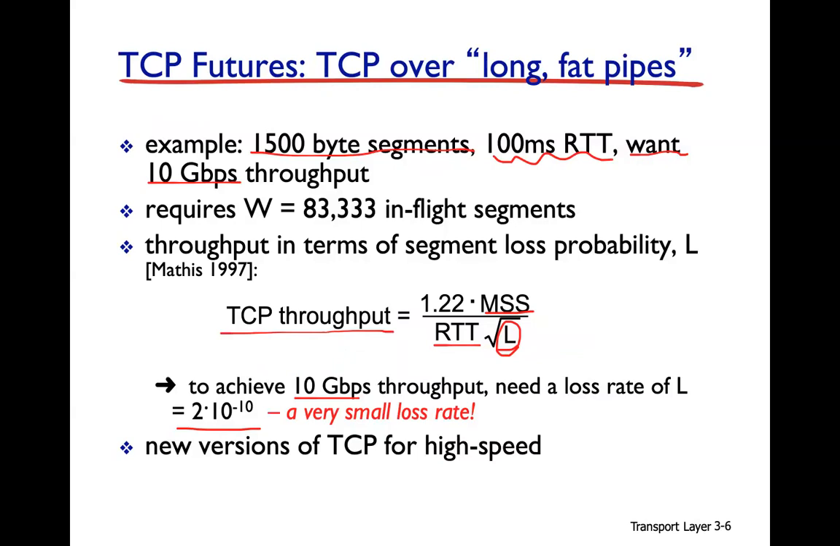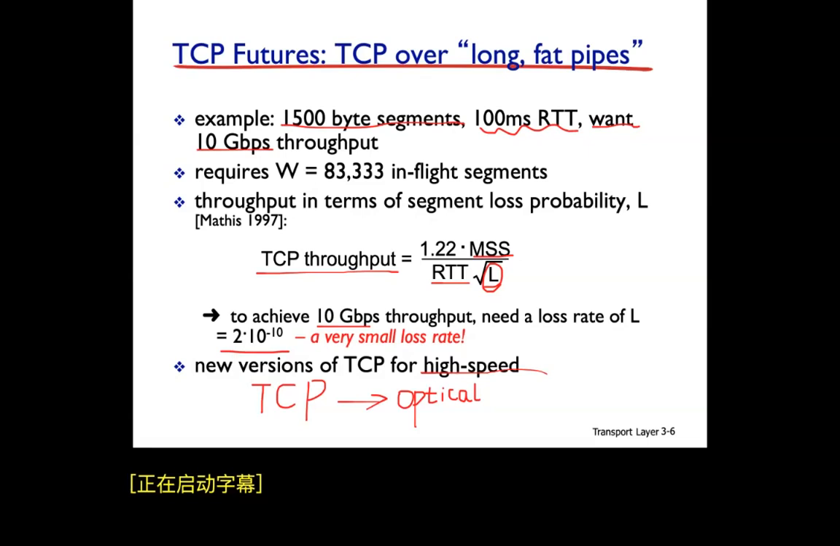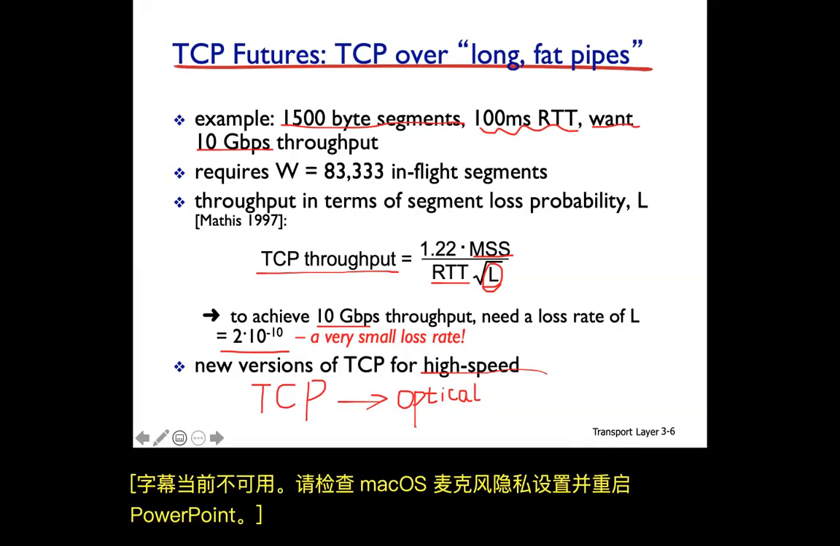So then what we need is a new TCP for high speed. A new TCP for the high-speed network, for example the optical network, where our capacity can be beyond 10 gigabit per second quite easily. So we need to modify our TCP.